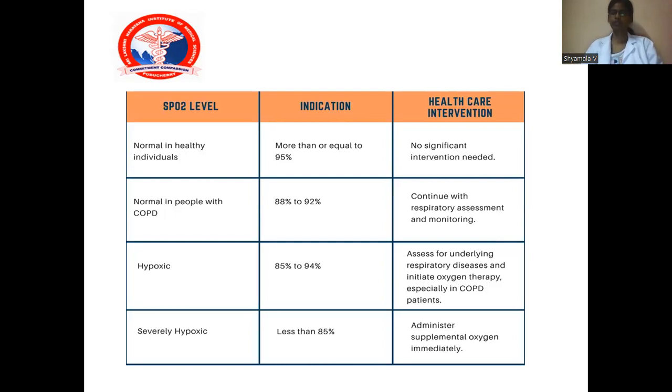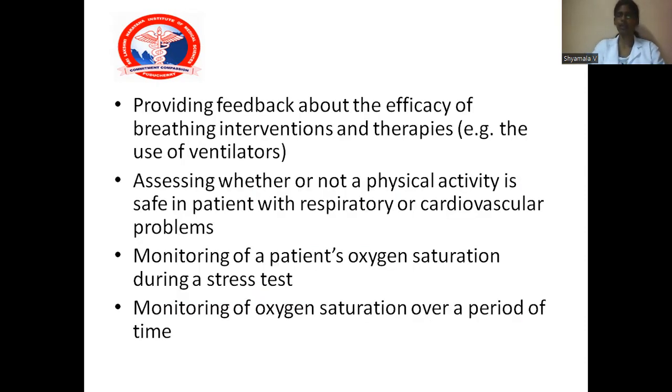If the saturation falls between 85 to 94%, we call it hypoxia, and you should assess for underlying respiratory diseases and should initiate oxygen therapy, especially in COPD patients. If the oxygen saturation level falls to less than 85%, we should administer supplemental oxygen immediately to avoid further damage.